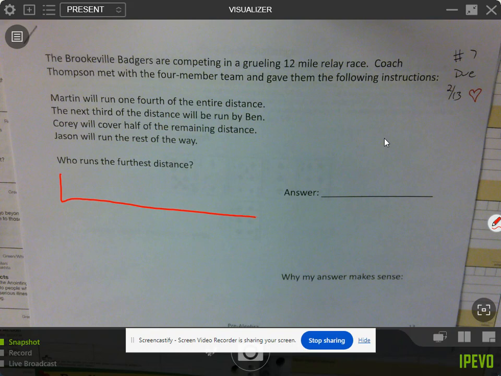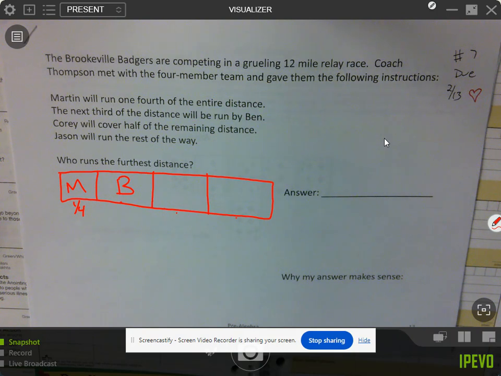So let's say this is our entire distance. Martin's running 1/4 of it, so I'm going to break it up into fourths. Martin is running 1/4. The next third of the distance, I've got 3 squares left. The next third, Ben is going to run. And Corey will cover half of the remaining distance. And Jason will run the rest of the way.